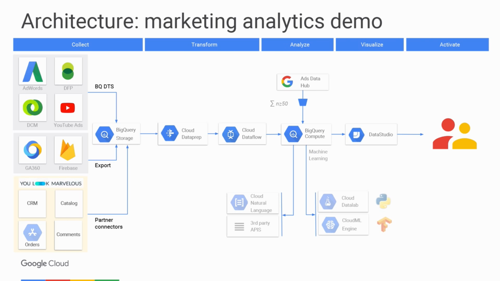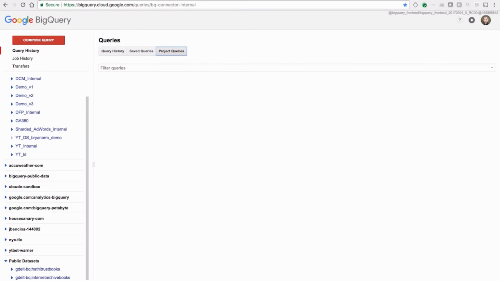Collect, which is bringing all your data onto one common platform. Transform, which is preparing your data for analytics. Analyze, which is running queries over these different data sets. Visualize, which will democratize the data and give access to all the different users in your organization. And activate, which turns insights into actions. So now let's go and see what this looks like in the Google Cloud Platform.